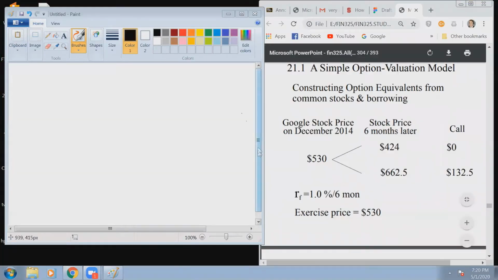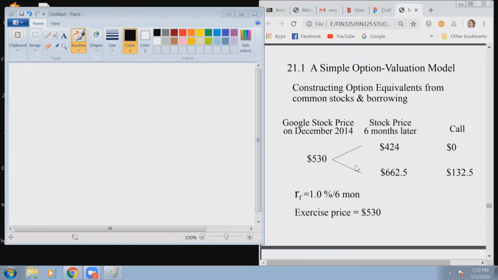Okay, so now we're going to cover the other side of option valuation with the binomial method, which is the risk neutral method, which is the one I actually prefer. I feel like it's a little bit easier to grasp the concept here than the option equivalent method. So just consider the same information as before.